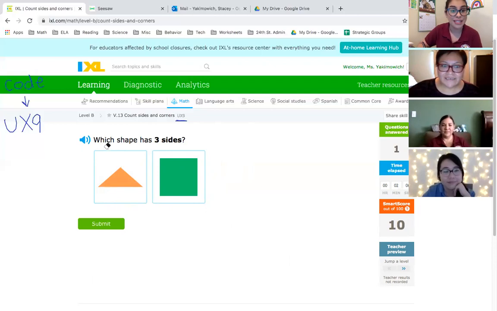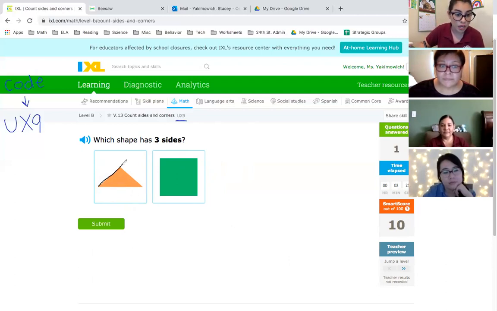So this time it doesn't say 4 sides. Ms. Rosales, can you read that for us? Here it says, which shape has 3 sides? So remember, just like Ms. Hernandez told us, sides are the lines that encompass a shape, that go around the shape, right? So let's count this one.